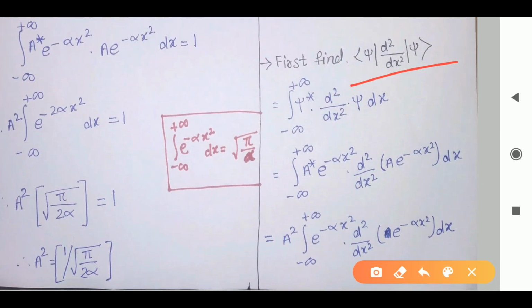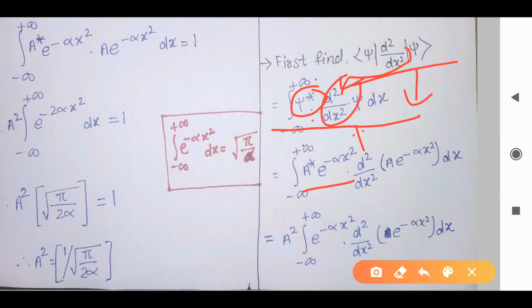Now this I can write like integration minus infinity to plus infinity psi star d square upon dx square into psi dx. In this form we can write this. Okay, now psi star and psi are the trial wave function that we have taken. So trial wave function was a e raised to minus alpha square. Instead of psi star we will write this, d square upon dx square as it is, and then instead of psi we will write this trial wave function and then dx.